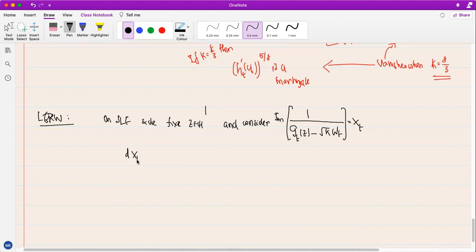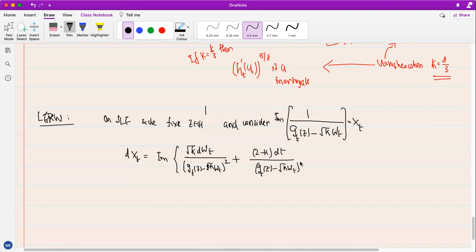Again, we can write dXT equal to blah, blah, blah. dXT turns out to be, I can write it like this: imaginary part of square root kappa dWT over GT of Z minus square root kappa WT, squared. Again, by Ito's formula, we can do this calculation, plus 2 minus kappa dt over GT of Z minus square root kappa WT, here there is a cube, I think. Okay, so you get something like this by Ito's formula.